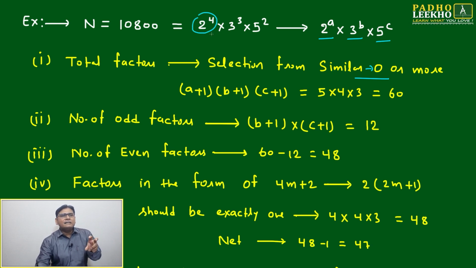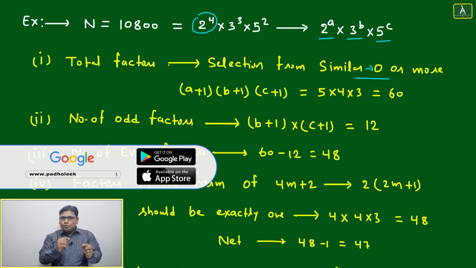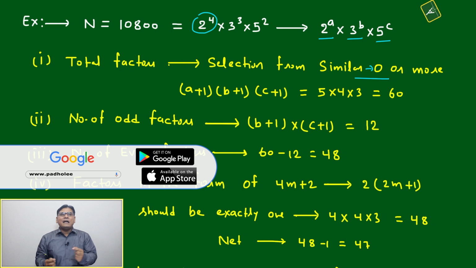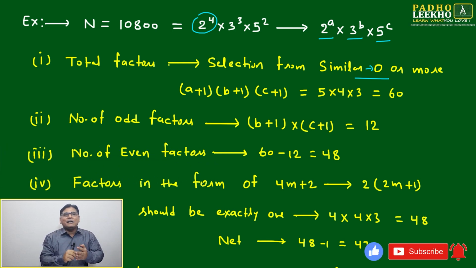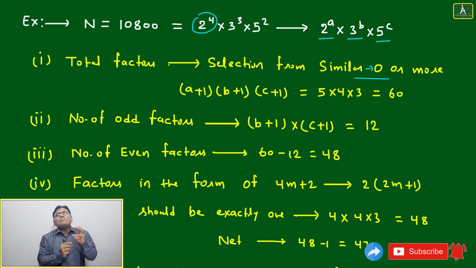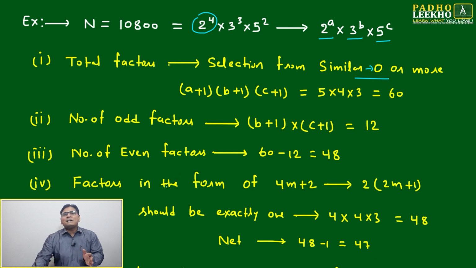Here 2 to the power 4 means there are 4 twos, and they are similar, because any two 2's cannot be different. So we have 4 similar 2's, and we have to select either 0 or more of them. How many ways do we get? Selection of 0 or more from similar things.